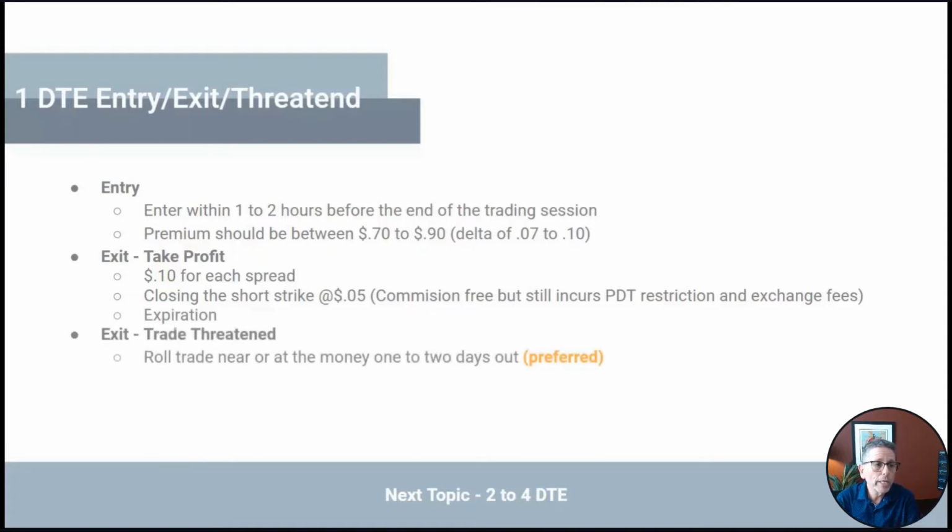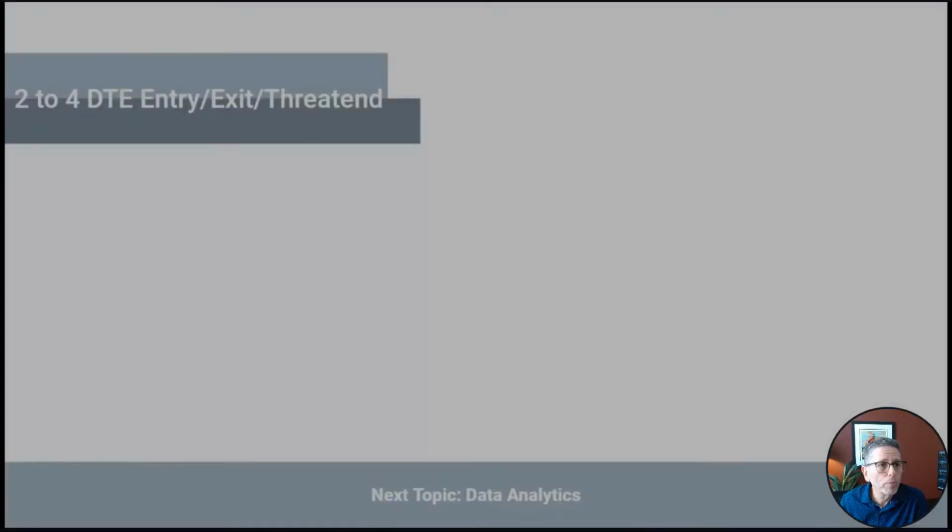Okay, trade threatened. Roll the trade near the money, 1 to 2 days out. And again, if you do that before you're in the money, you're going to be able to receive a credit on that position. If it's in the money, you have to widen that spread. Again, I want to mention that.